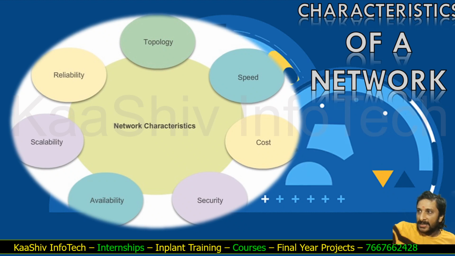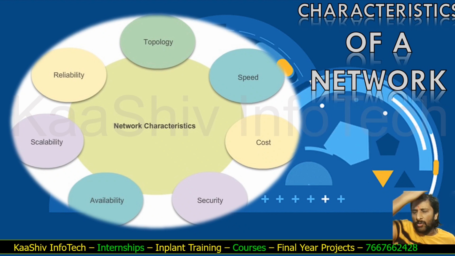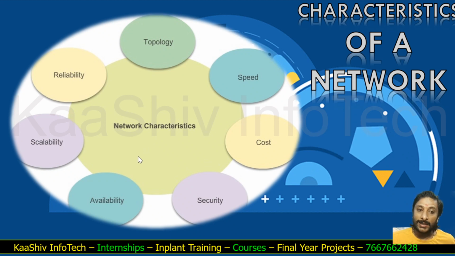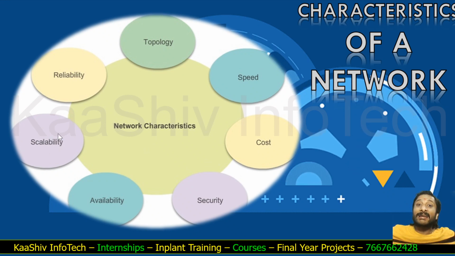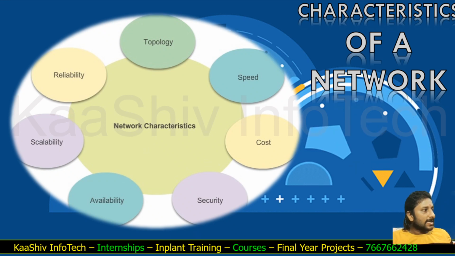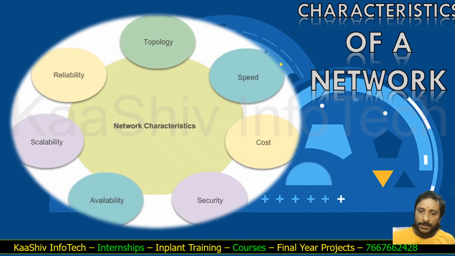Okay, so I'm sending data, but it's not working. Oh, my internet is down, man. So you should have availability and scalability. I can increase it. Instead of 5 computers, can I extend it to 10 computers? Yes, you can do it, man.